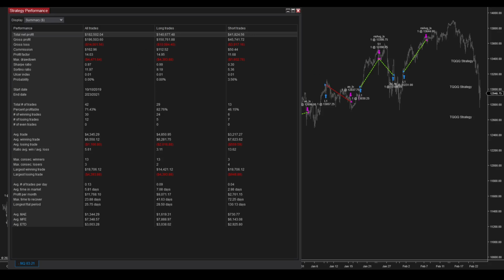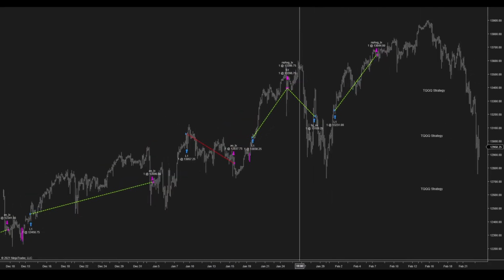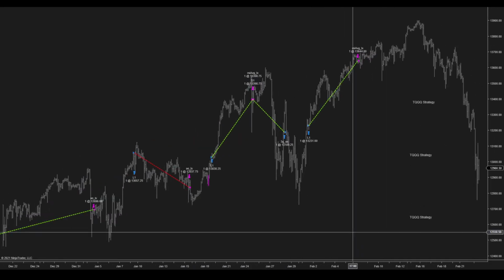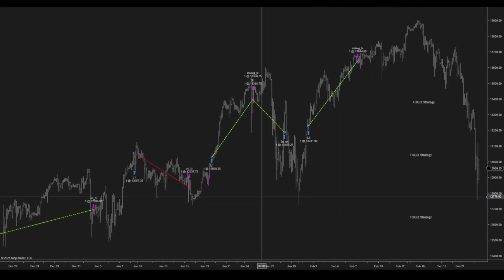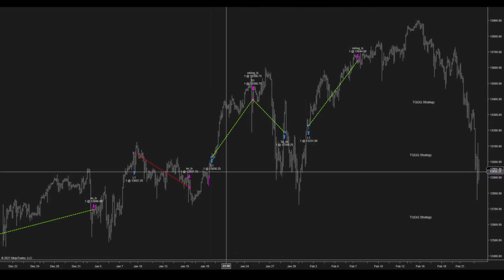Let me see if I can hide this quickly. Yeah, let's go back to the chart. Let me close this or minimize this. What has this strategy been doing, right? If you look at this, it's been waiting for reversals on the underlying indicators that I use.